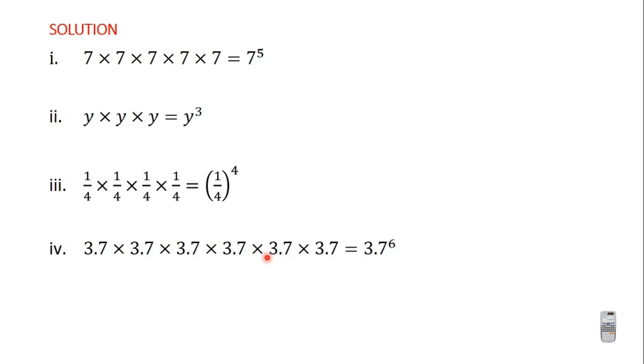So to write a number in index form, you write one of the numbers, then you count the number of times the number is multiplying itself, and you write it as the exponent, the power, or the index.